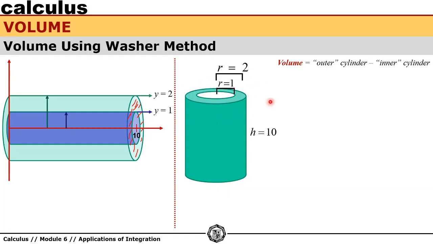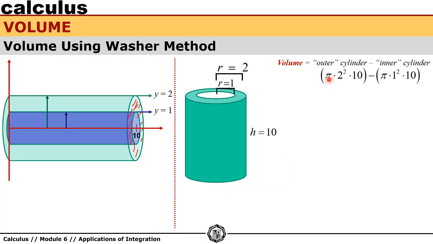So now, in trying to build the volume of this particular shape, we're going to build our rule for the volume of the outer cylinder, build the rule for the volume of the inner cylinder, and then subtract the two to get our total volume. In this particular scenario, that's essentially going to look like this.